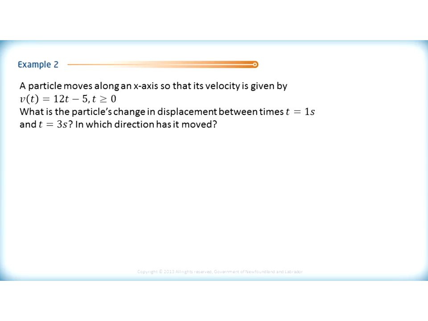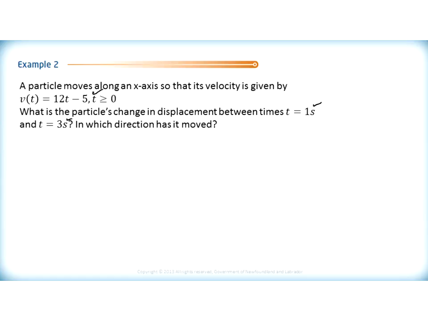Okay, so in this question, a particle moves along an x-axis so that its velocity is given by this function. So we have velocity again. What's its change in displacement between times t equals 1 second and t equals 3 seconds? And in which direction has it moved?